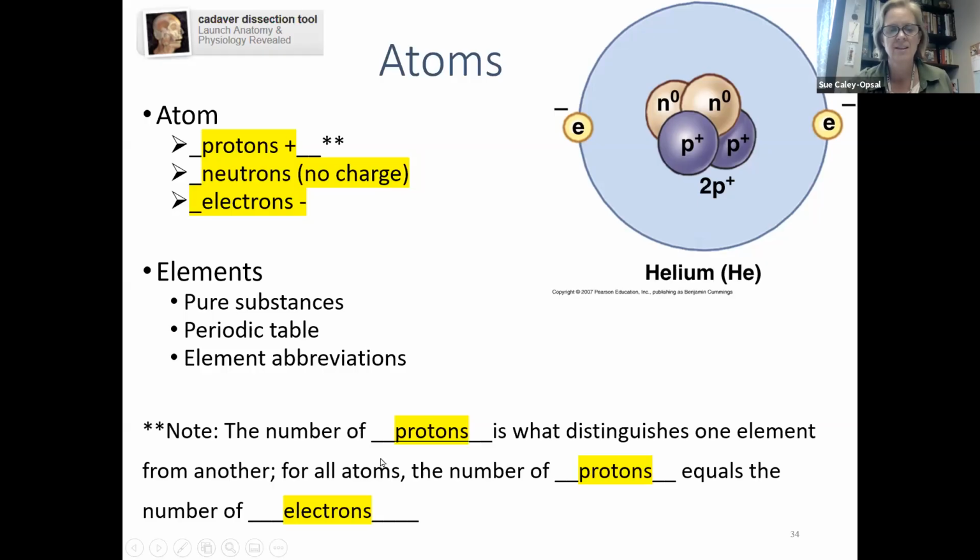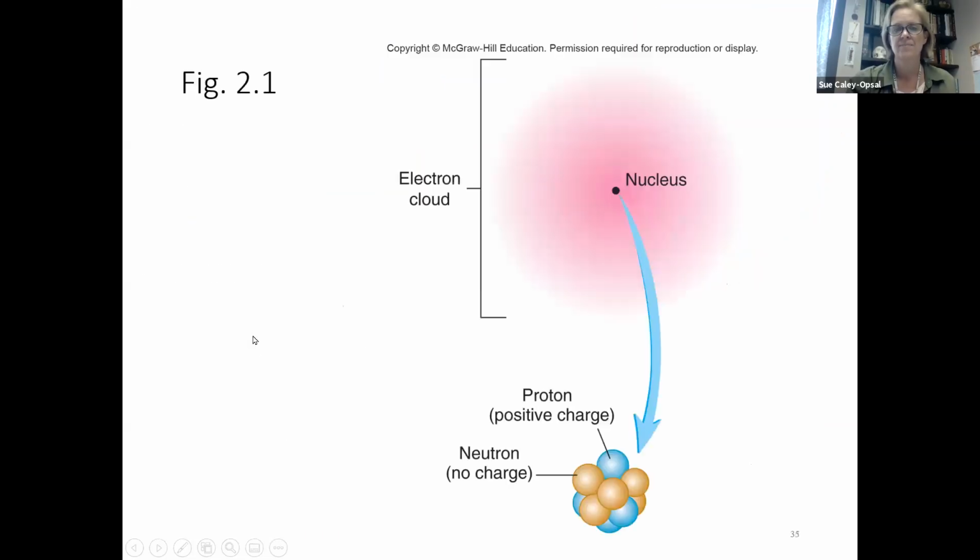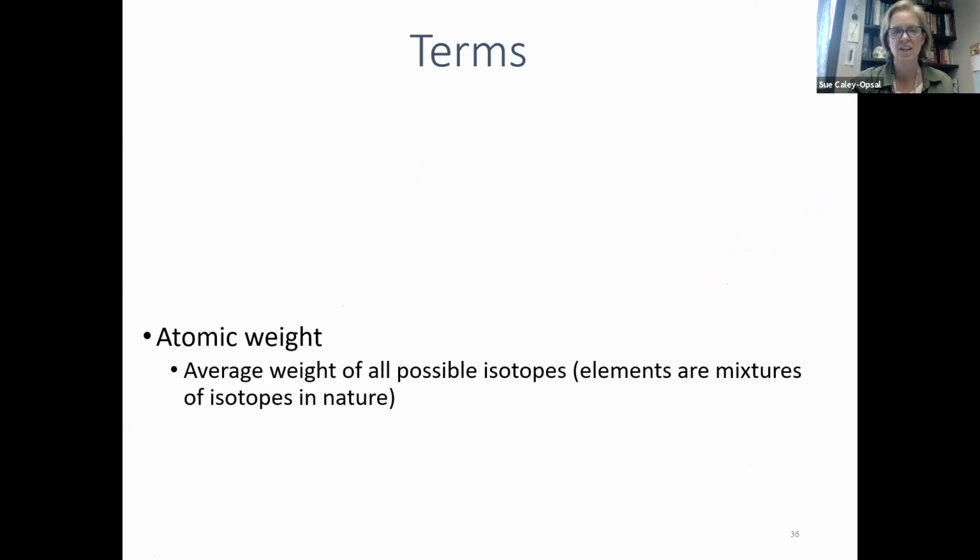So the number of protons distinguishes that atom from another, and here's a big concept that's really important: the number of protons equals the number of electrons. If you're just talking about an individual atom that's not chemically interacting with anything, the number of protons is the same as the number of electrons, meaning all atoms by themselves are electrically neutral because neutrons don't have a charge. It sounds like neutral, doesn't it? So no charge on the neutrons. Okay, so this is just a picture from your book that you can look at when you get a chance.